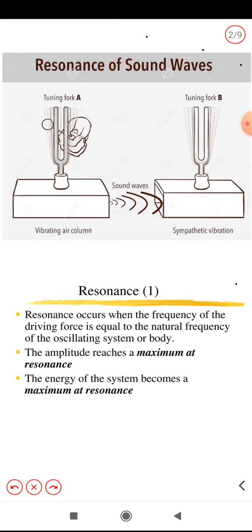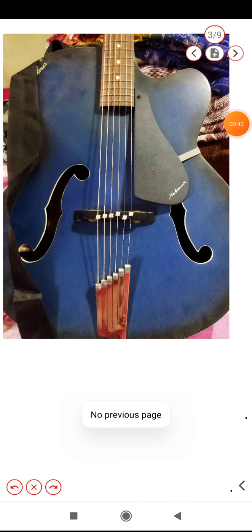So, in this video I am going to give information about resonance, force vibration, free vibration, damped vibration, and a few questions from board paper I have discussed in this video. So, let's begin this lecture. During the lecture I showed you my guitar and gave you the basic information about the working of the guitar. So, basically guitar works on the principle of resonance.